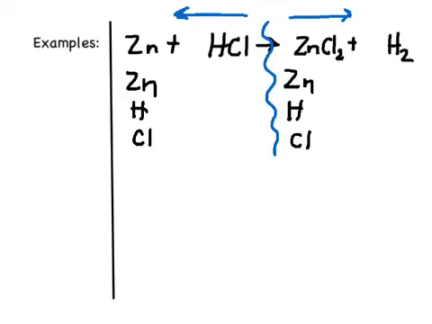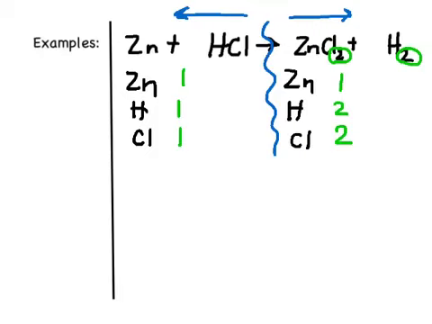Now once we've listed them, we're going to take inventory. We're going to count up how many atoms of each element we have. So on the left we have 1 zinc, 1 H, and 1 Cl. And on the right we have 1 zinc, 2 H's because we've got this subscript here, and 2 Cl's because again of that subscript. All right, so we can see that it is not balanced with those H's and Cl's.